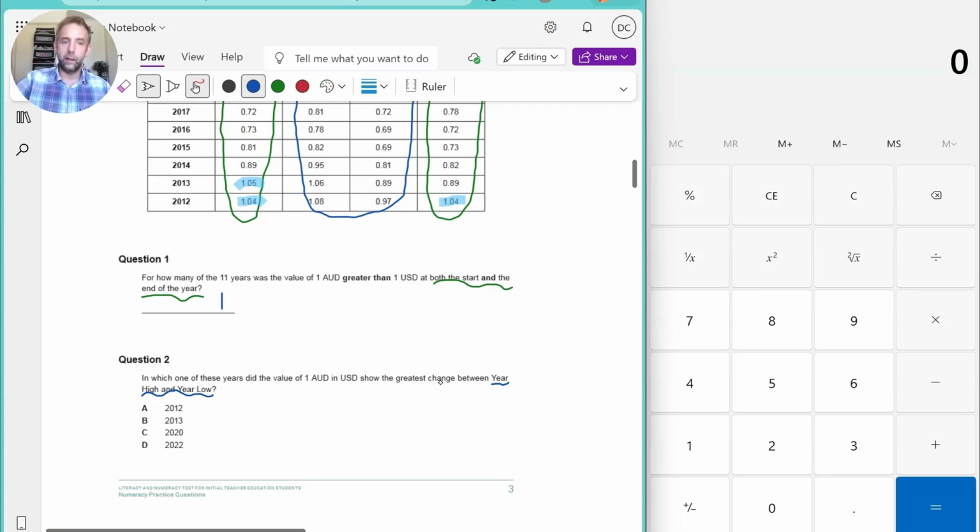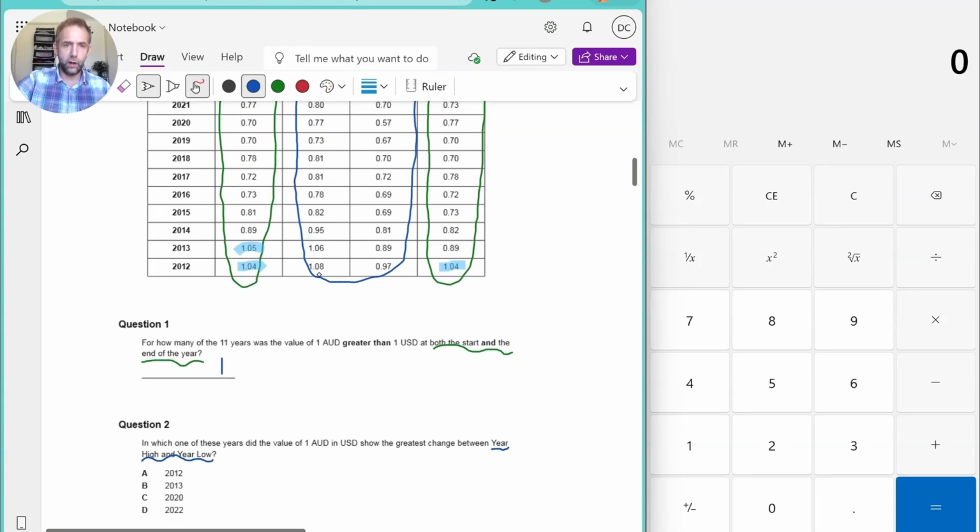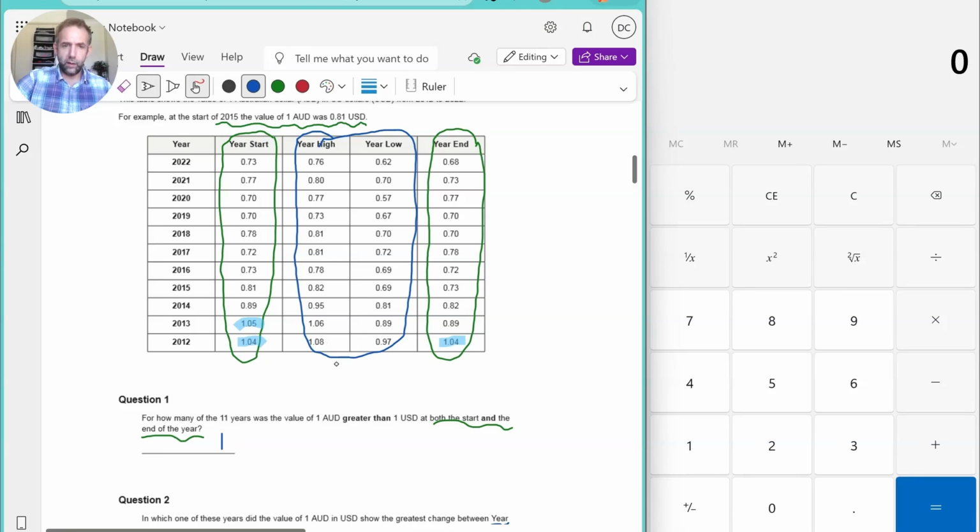So we're looking for the biggest number when you subtract either the year high from the year low or vice versa. So let's have a look at what we get. Let's start at the bottom. In 2012, our year high is 1.08 and our year low is 0.97. So I'll use the calculator over here. So we've got 1.08 subtract 0.97, which is 0.11. So the change between highs and lows is 0.11.